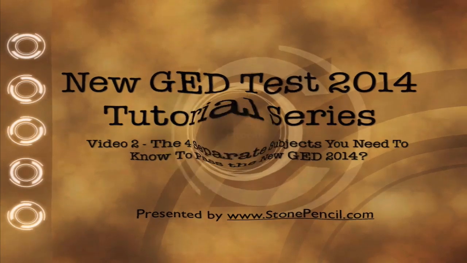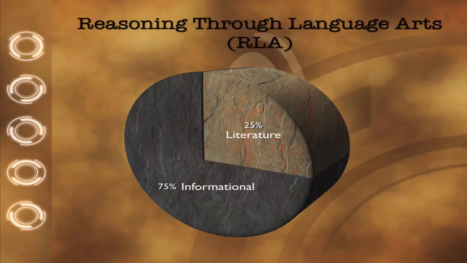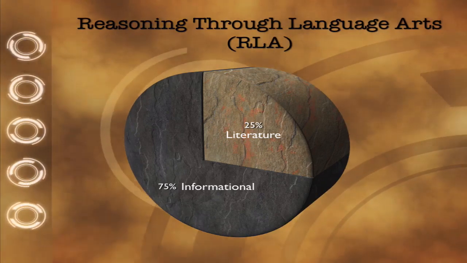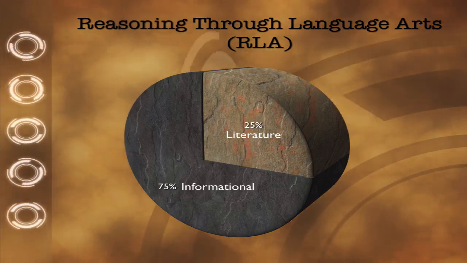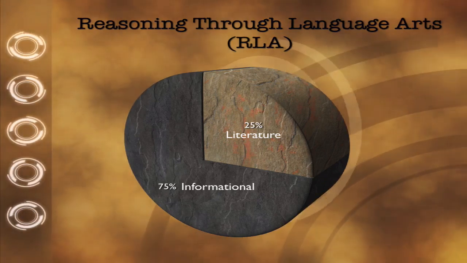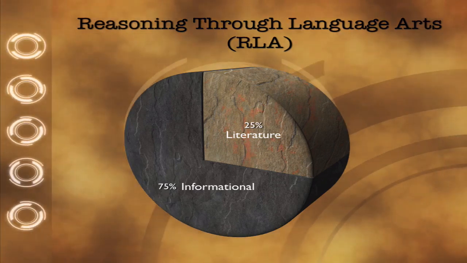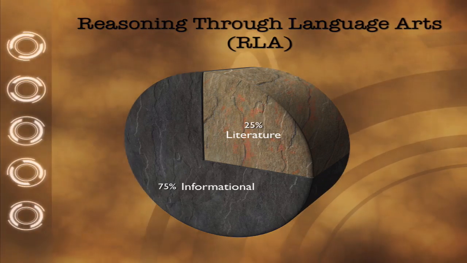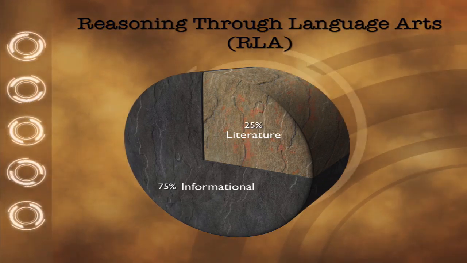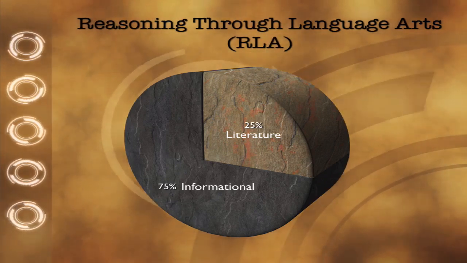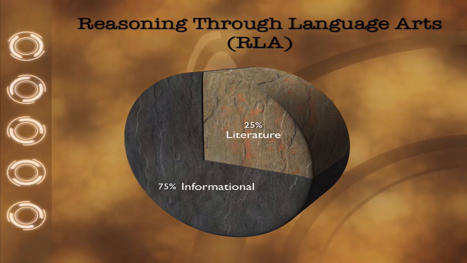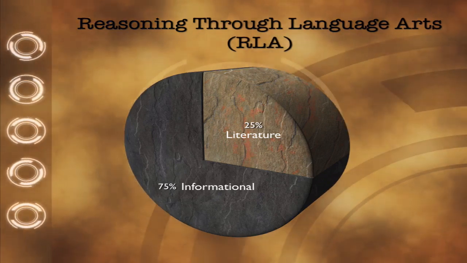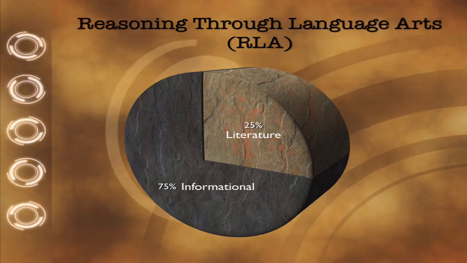So the first test that we are going to talk about is the RLA test, which is Reasoning Through Language Arts. You can think about this as kind of like the reading test or maybe more like English. As you can see with the breakdown here, literature is only a small portion of this. So literature would be stuff like Shakespeare, poetry, which there's hardly any of on this test. But you can think more of stories, Mark Twain, things that are made up that are part of our literature base that we use in English classes.